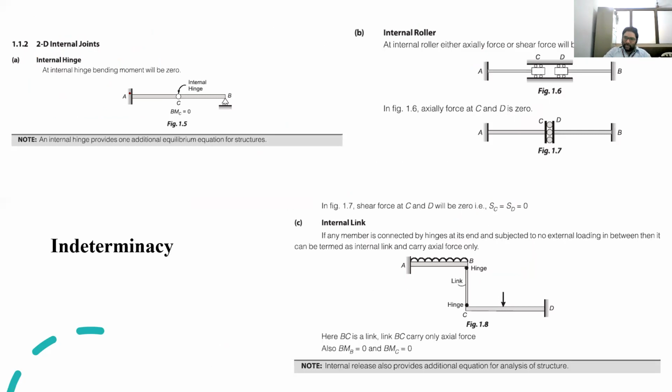Now, for the first time, I am trying to introduce to all of you a concept called internal hinge, or I would rather say a connection in the center of a beam. Okay. Now, if you can see here, all of you, please remember the three terms that are coming into picture: internal hinge, internal roller, internal link.